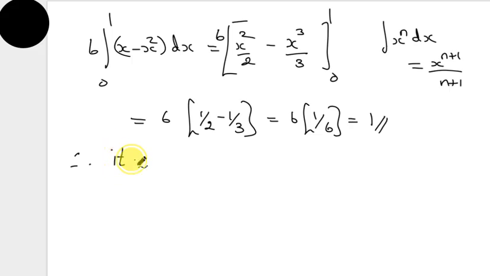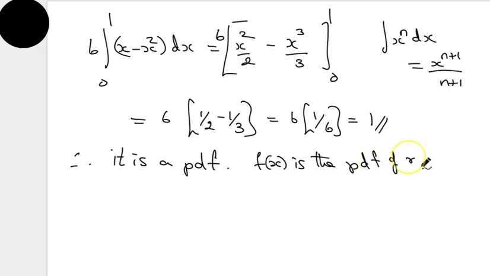Therefore, it is a PDF. Why? Because the value we got is 1. Hence, it is a PDF. That is, f of x is the PDF of our random variable x. Now, let us go ahead to prove the second subdivision.